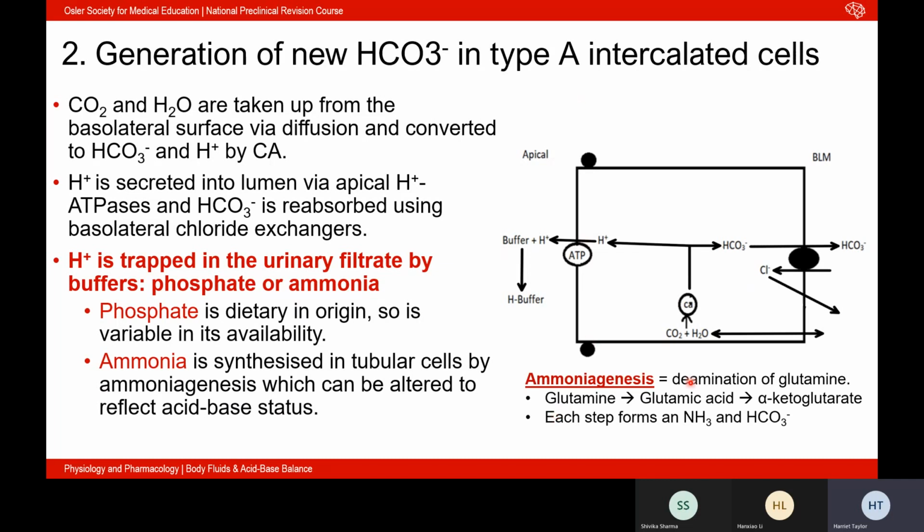So ammoniagenesis just means the deamination of glutamine. So these are the steps. We've got glutamine converted to glutamic acid, converted to alpha ketoglutarate. And at each step, we're forming an NH3 and an HCO3 minus. So we're forming our base in this process.